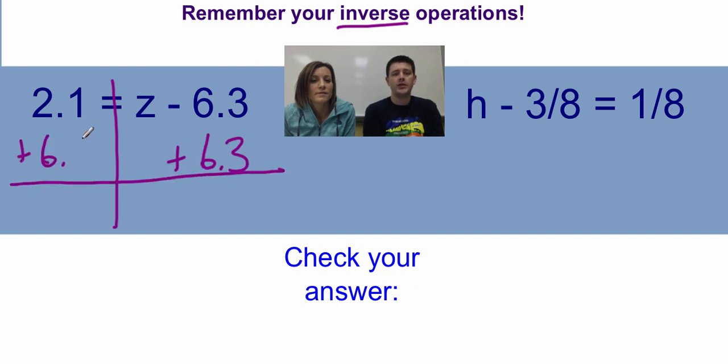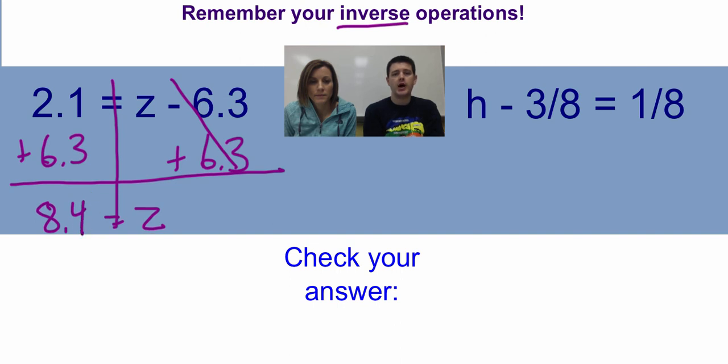But I have to do that on both sides in order to keep the equation balanced. Subtracting 6.3 and adding 6.3 cancel each other out. They go back to being 0. And all you're left with is your z. 2.1 plus 6.3 is 8.4 for an answer.